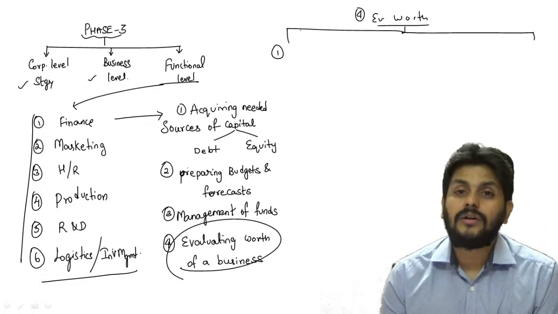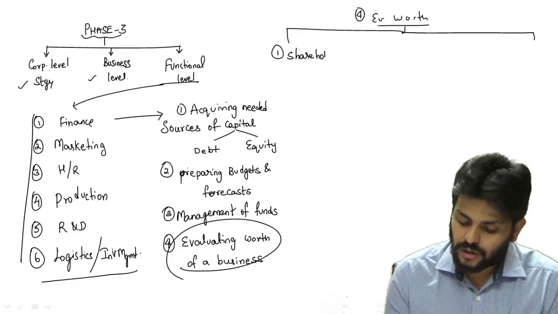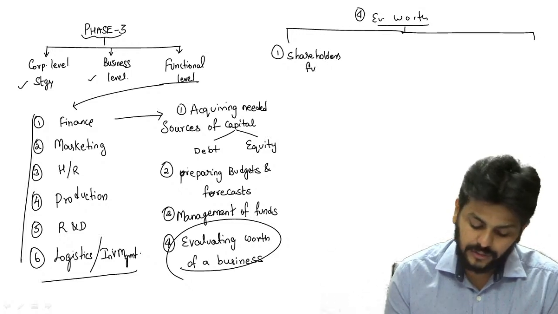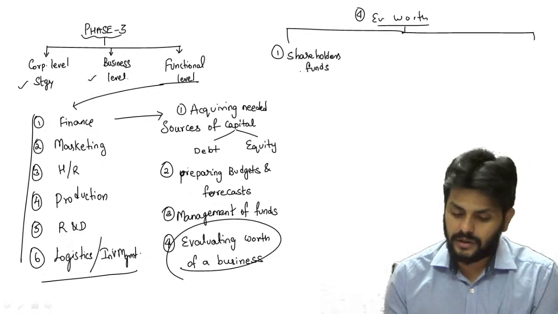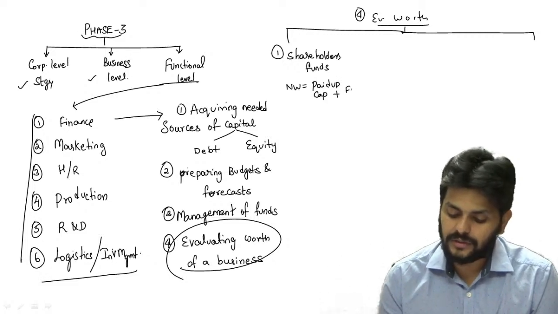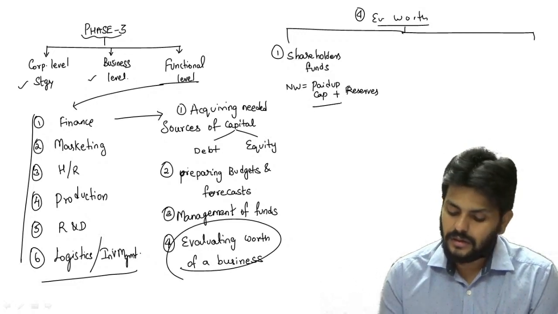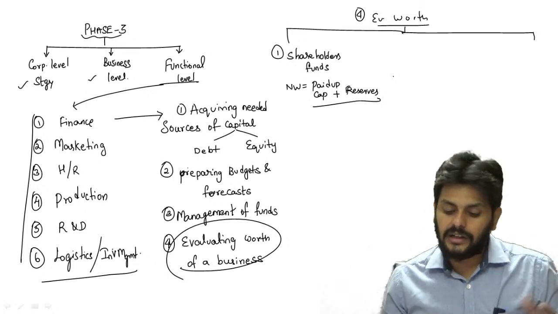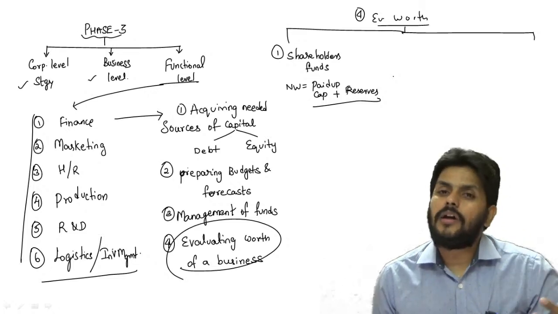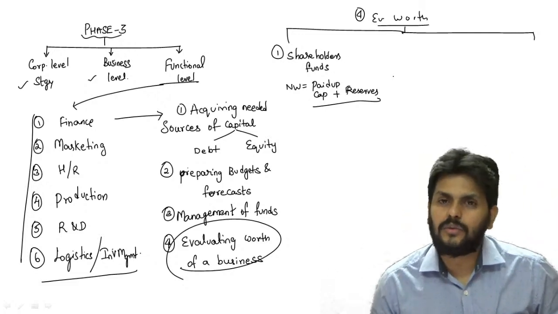The first one is the shareholders funds method. You know what shareholders funds are. Net worth is equal to paid up capital plus free reserves, or paid up capital plus reserves, or simply the entire retained earnings. Or you can say net worth is total assets minus outside liabilities. I hope you know the formula, there is no tension.